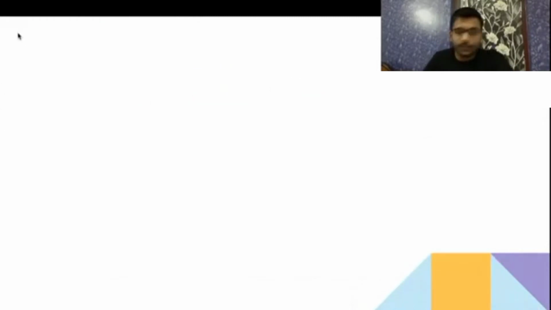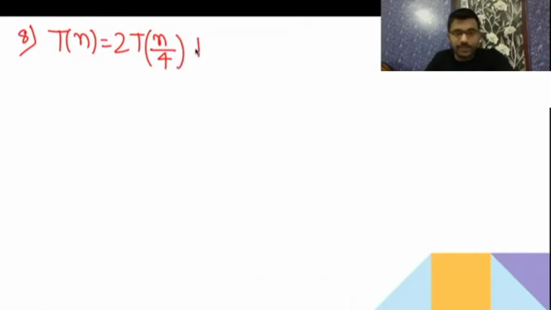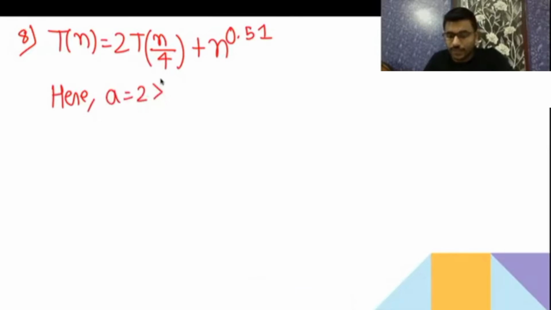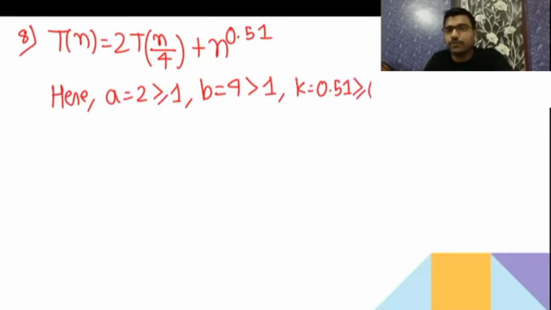Next one is your 8. Tn is equal to 2T(n/4) plus n to the power 0.51. Okay. So here a is going to be 2, which is greater than or equal to 1. B is equal to 4, which is greater than 1, and k is equal to 0.51, which is greater than or equal to 0, and p here is 0. So p can be anything.